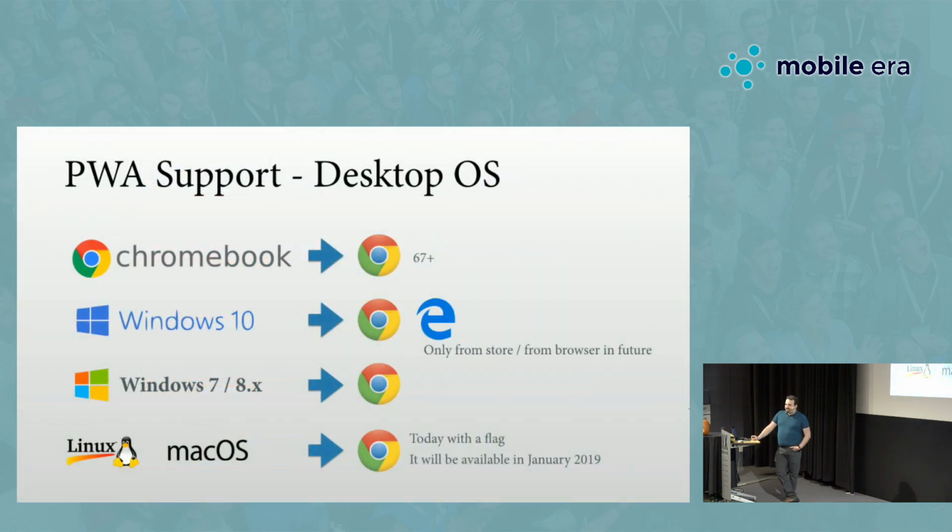So that's mobile. That's probably the well-known support. But now, we also have support on desktop. So this is the current support. We have support on Chromebooks, Windows 10, Windows 7 and 8 using Chrome 70. On the Microsoft Store on Windows 10, you can also download PWAs. And on macOS, it's coming with a flag.